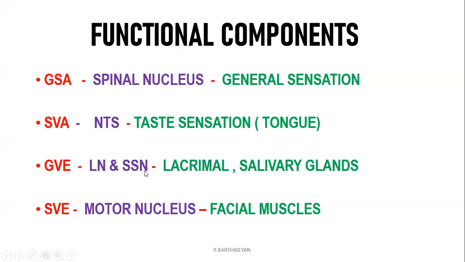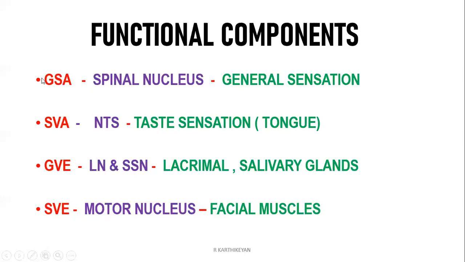Your nucleus explains which structure it is going to supply. The lacrimatory nucleus, evidently, gives fibers to the lacrimal gland, and the superior salivatory nucleus supplies the salivary gland. So it supplies the lacrimal and salivary glands. Next is your SVE, special visceral efferent, so motor. It arises from the motor nucleus of the facial nerve, which is in the pons, and supplies your facial muscles.